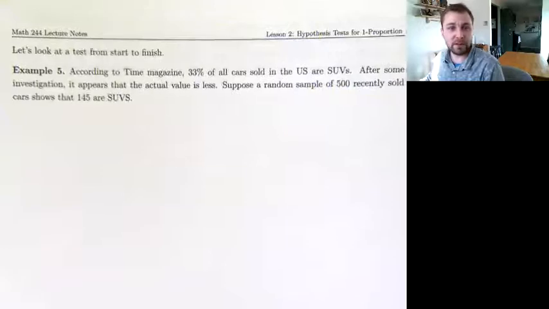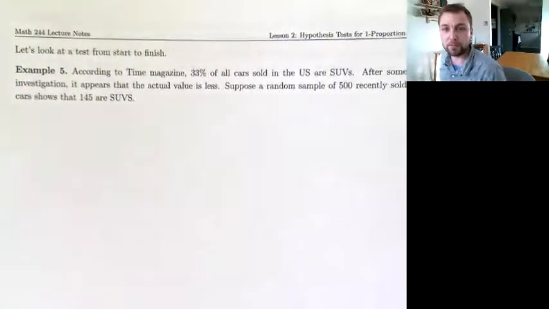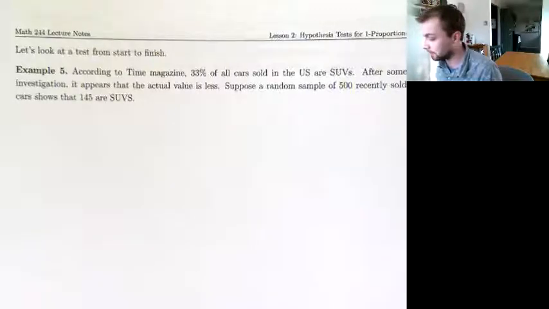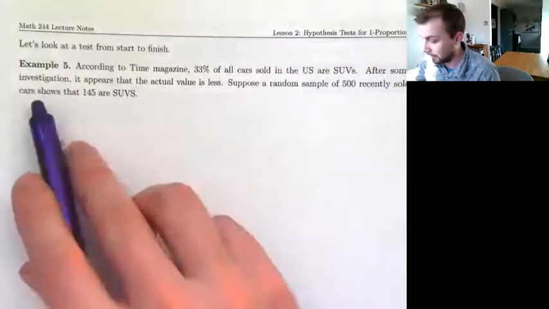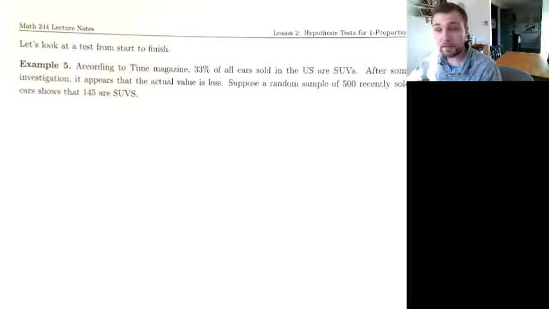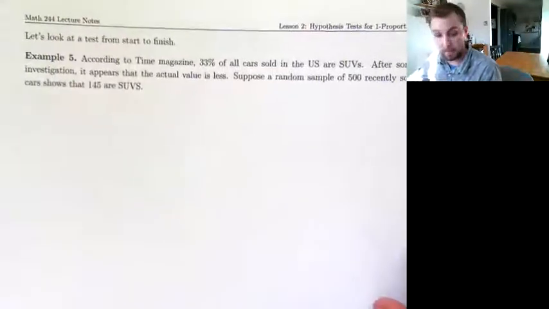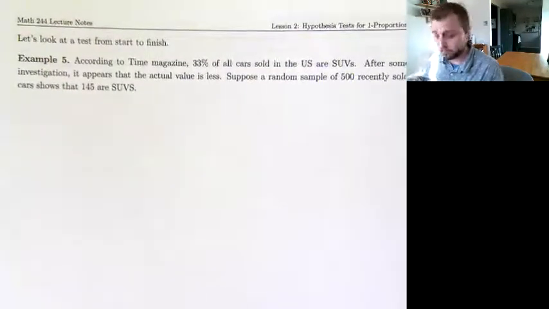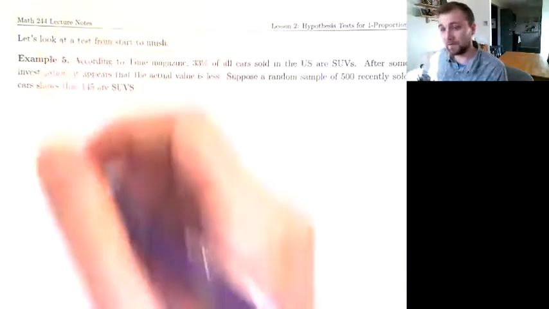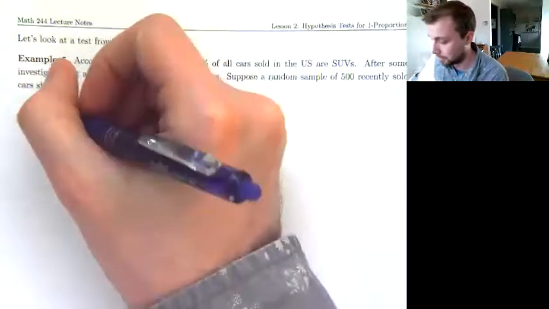Suppose that according to Time magazine, 33% of all cars sold in the US are SUVs. After some investigation, it appears that the actual value is less than that. Suppose that a simple random sample of 500 vehicles shows that 145 are SUVs. Let's test the claim. I have a 4-step process for going through this, so I'm just going to make a template for it.